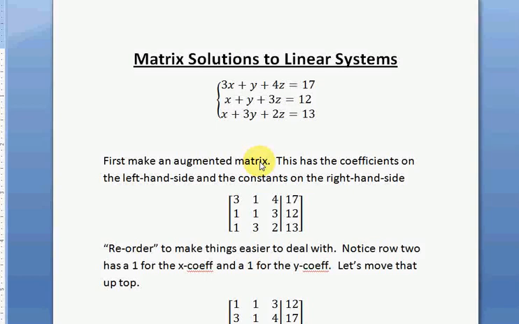Matrix solutions are very good to use. They're really practical in computer programming, and they're really more practical when you're dealing with more than two variables. When you've got 3, 4, 5 variables, matrices make things a lot easier to work with.